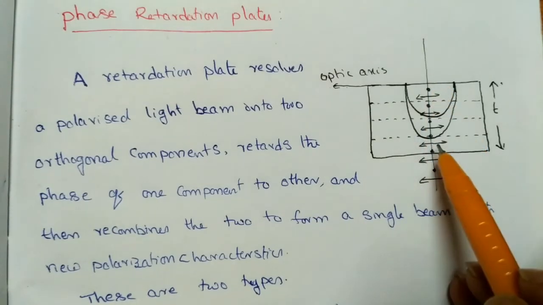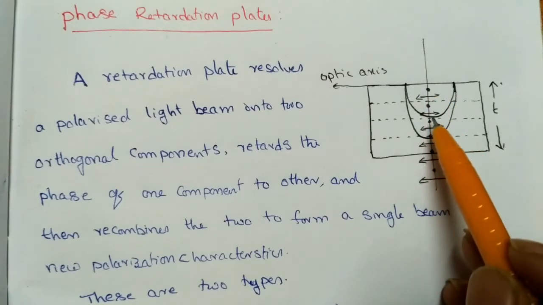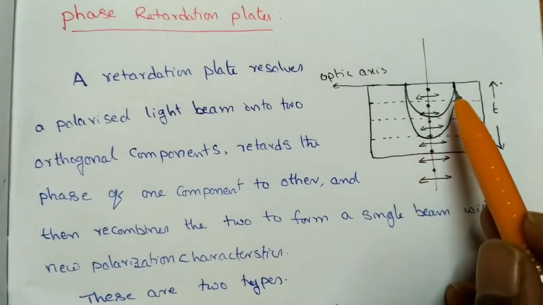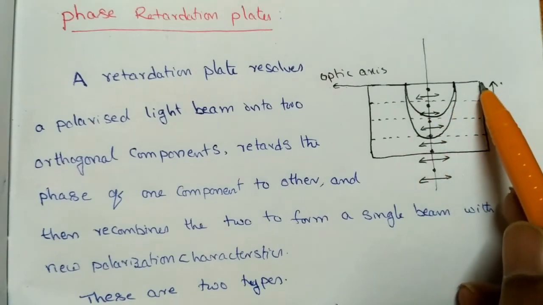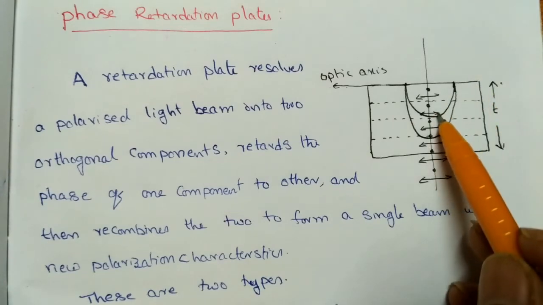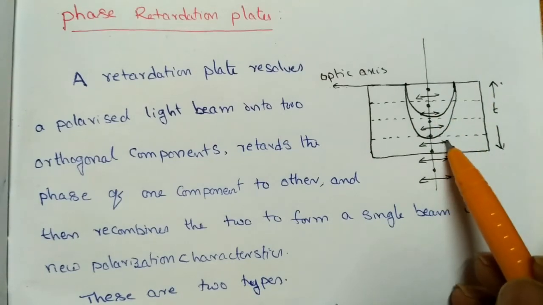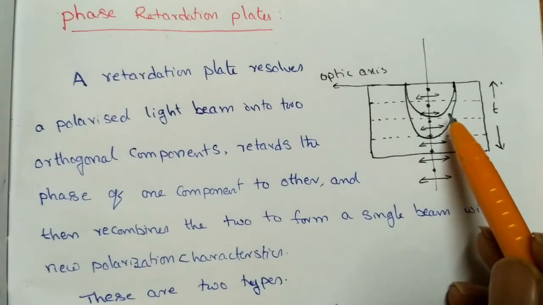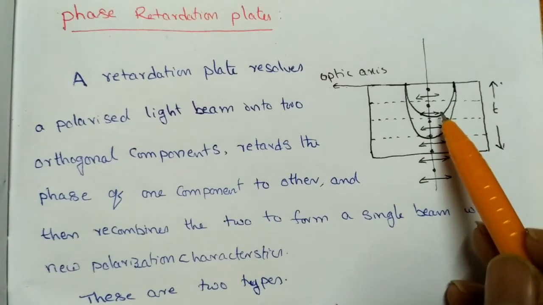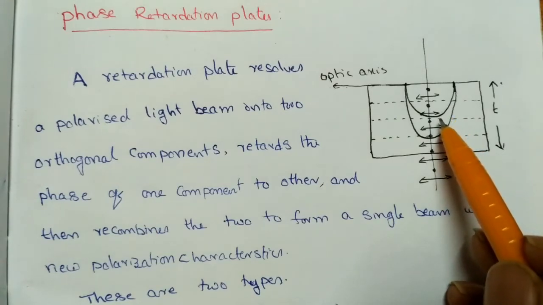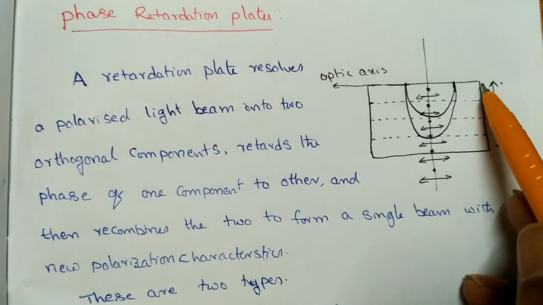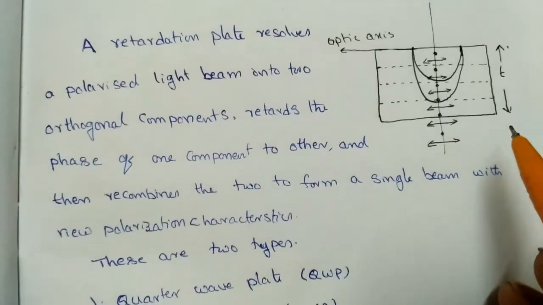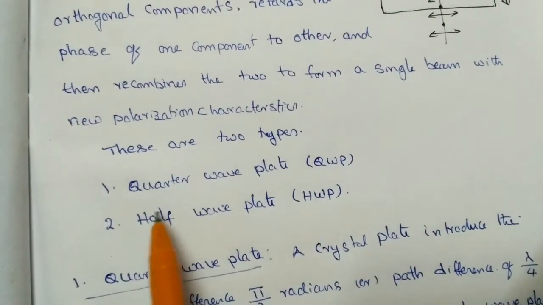So if a polarized beam is incident like this, this is called an ordinary ray and this is called an extraordinary ray. This device generally makes a path difference between these two rays. That is called the phase retardation plate. Actually, if a path difference forms, then a phase difference also develops. So this is the thickness of the crystal.